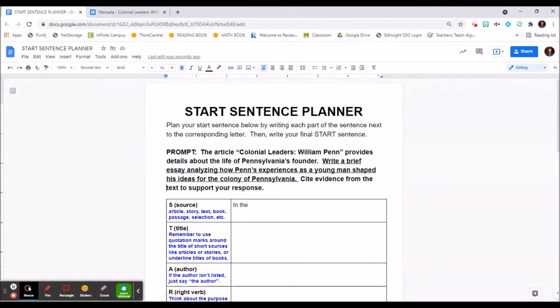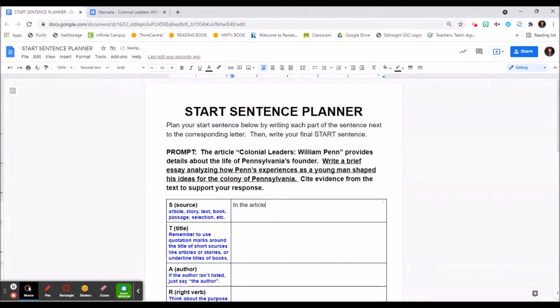So I teach the students to focus in on sentence 2. Write a brief essay analyzing how Penn's experiences as a young man shaped his idea for the colony of Pennsylvania. Now, we're not writing the whole essay right now. We're focusing on this start sentence. So we need our source. And I've given some examples here in blue. We could say in the article, in the story, in the text, in the book, in the passage, in the selection. So here, since it is an article, I'm going to say in the article.